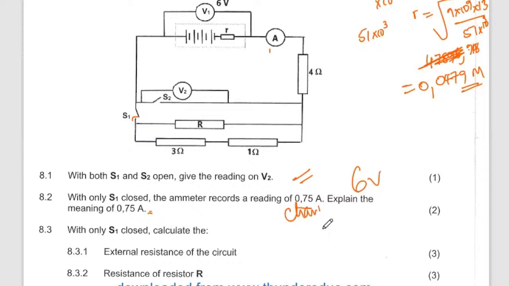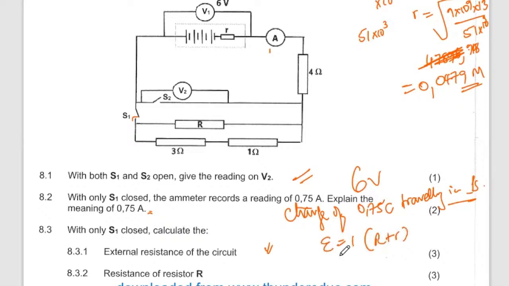Okay, so you can say the charge of 0.75 coulomb travels in 1 second, because that's what current is. Then with S1 closed, we want to calculate the internal resistance. Okay, so we can use the EMF formula, which is EMF equals I times (R plus small r).